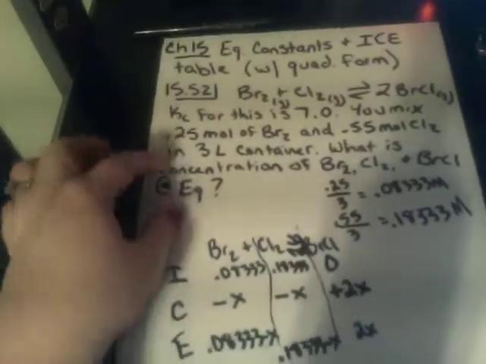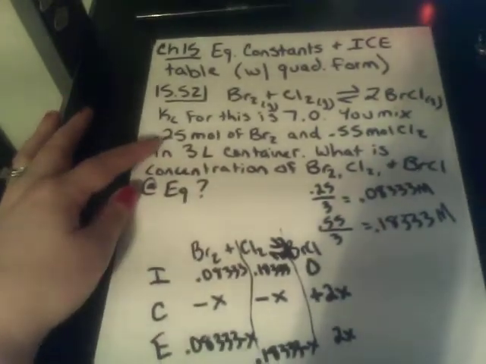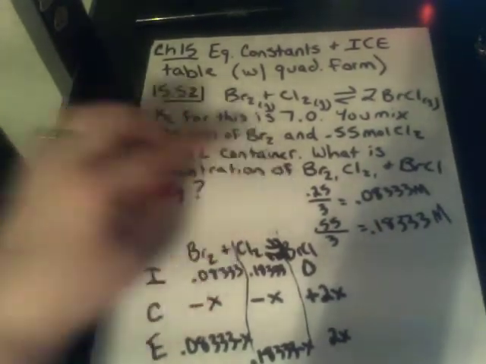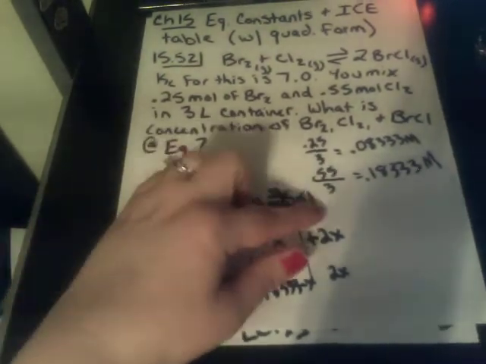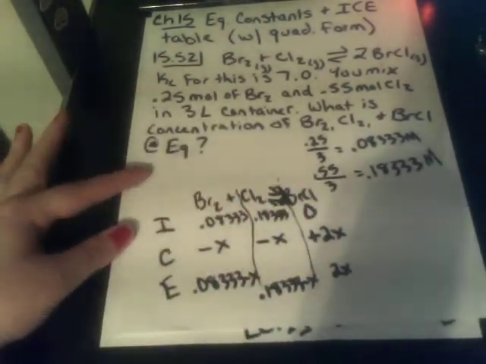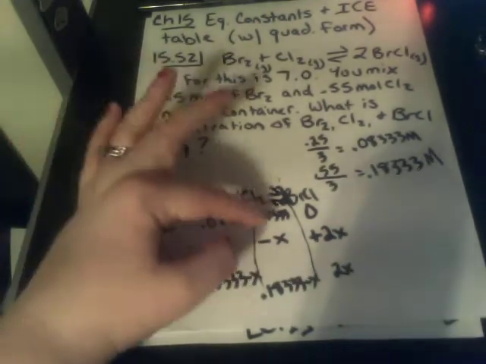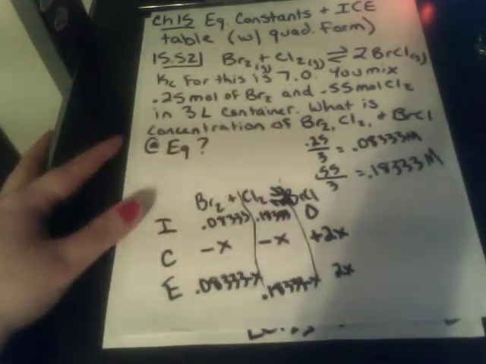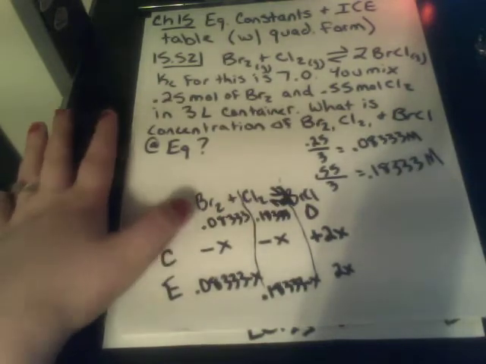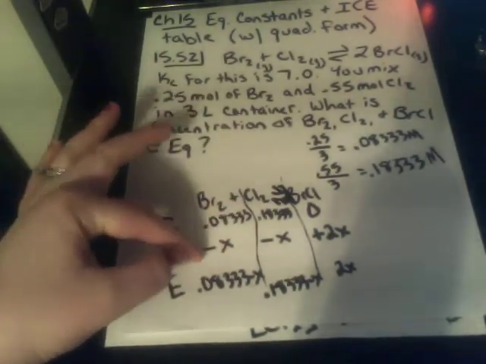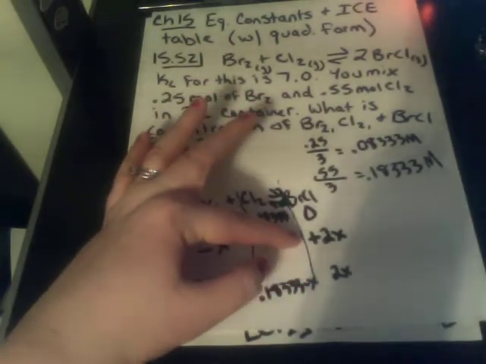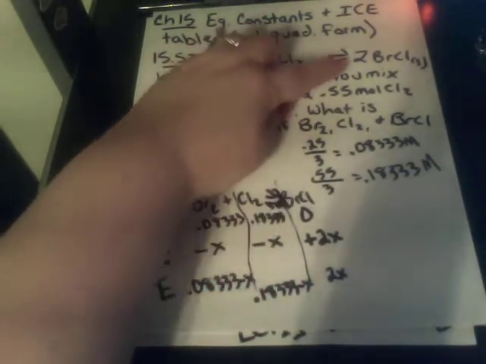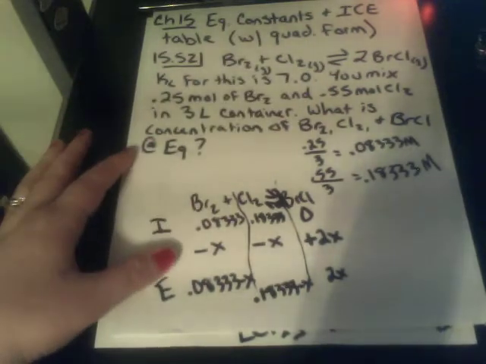So, to recap, we were given an amount and a volume, so we turned it into a concentration. We set up our ICE table. We were given reactants, and it said there were no products in that container to begin with. So initial is the concentrations we found, and there were no products, minus the coefficients. So minus 1 of the Br2, minus 1 of the Cl2, and we're forming 2 BrCl because that is the coefficient in the equilibrium reaction.